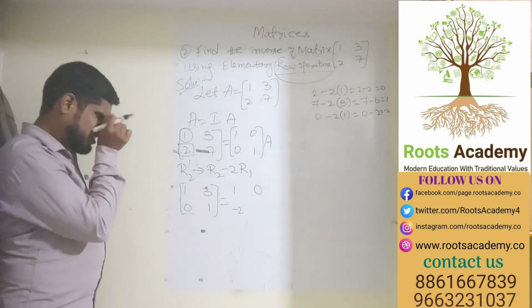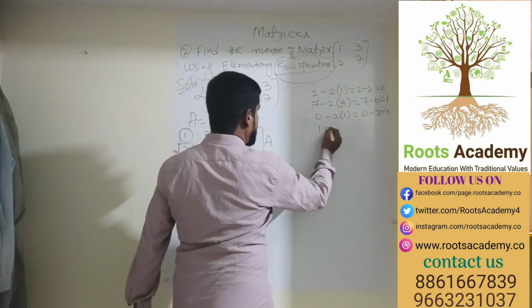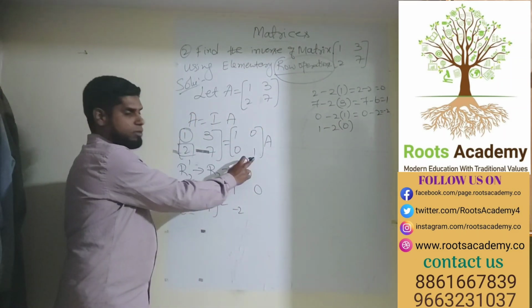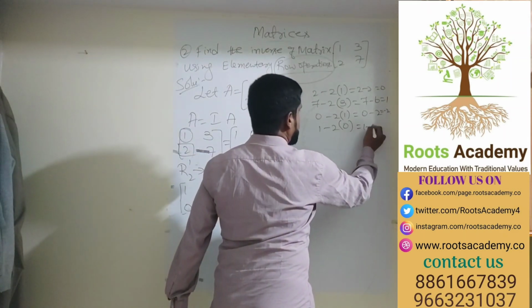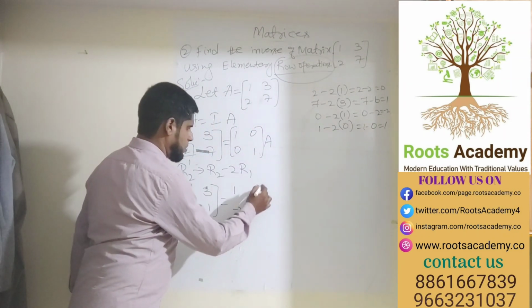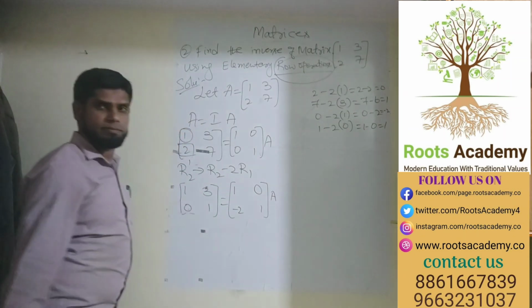Next, R2 is 1 minus 2 times 0, because corresponding to this one we have 0 in R1. So it is 1 minus 0, it is 1. So this is A.